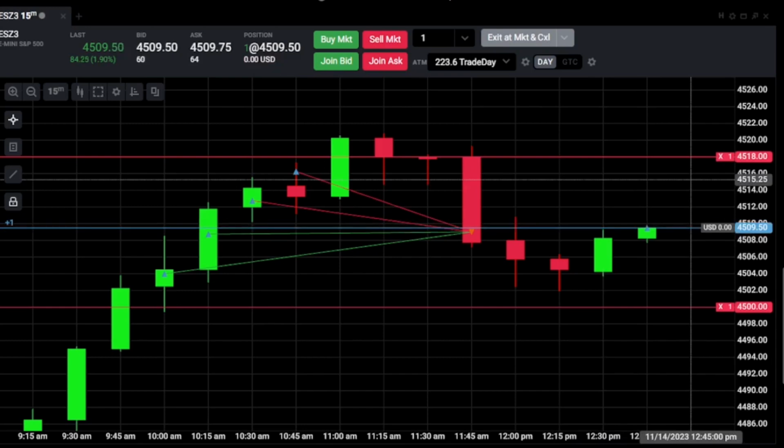I was gonna get 2 contracts, but I decided not to, only because I said I'm gonna trade 1 contract at a time. So that means 1 contract per entry. But anywho, I just got 1 contract. I entered at 4509.50. My stop is 4500 and my target is 4518. So we're gonna see how this trade plays out.